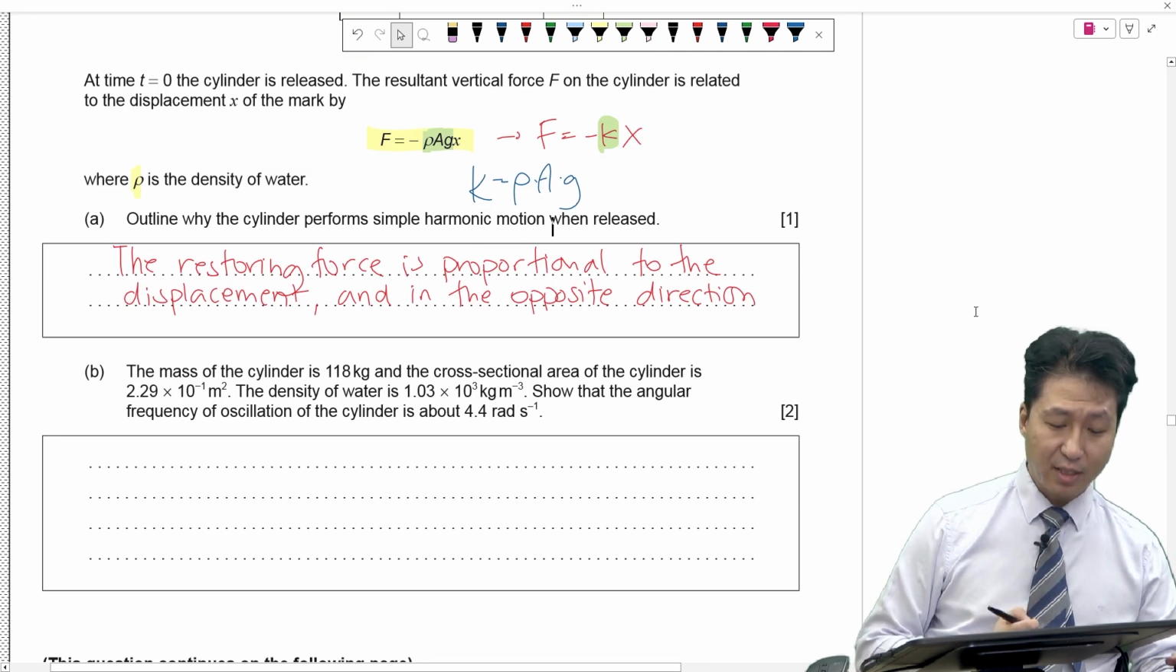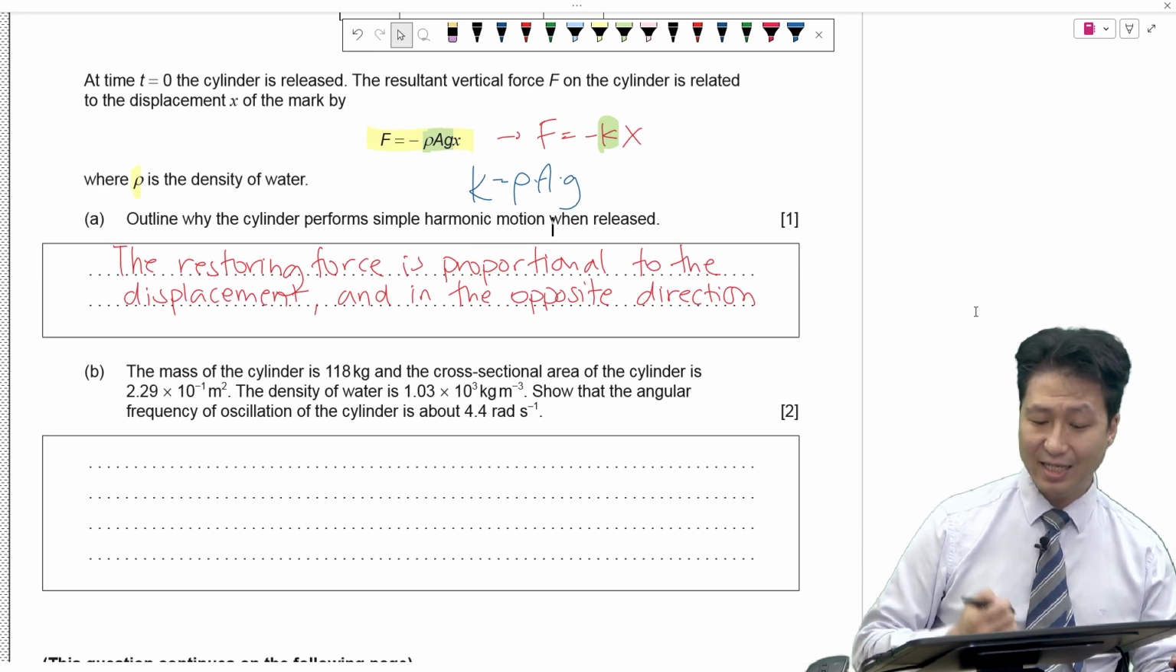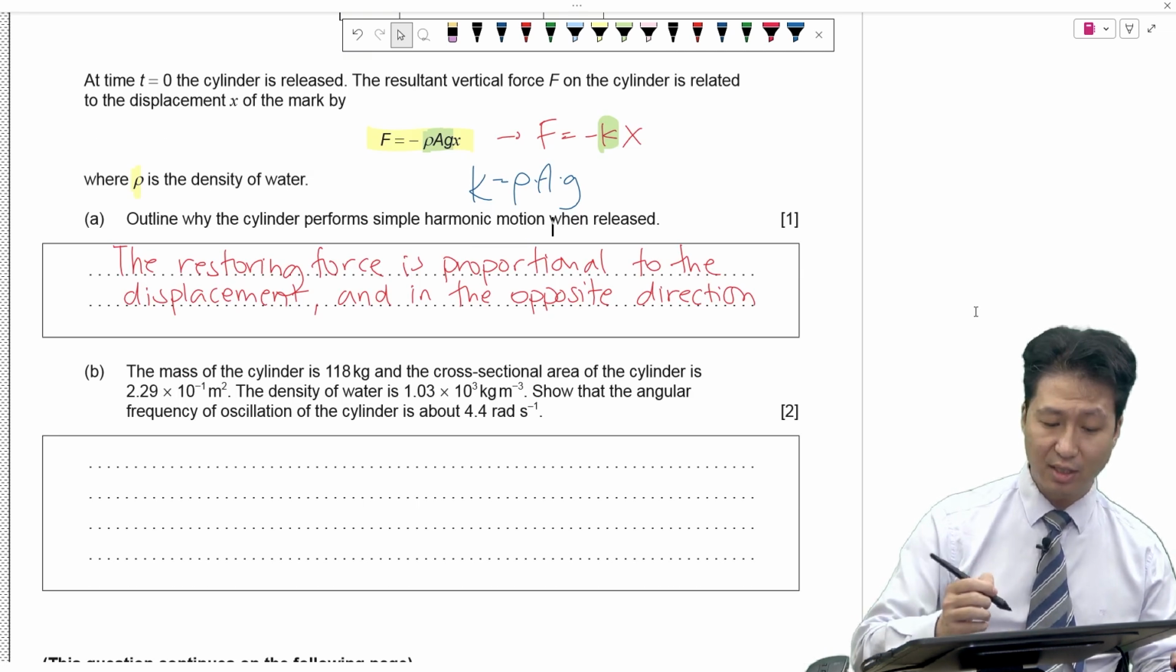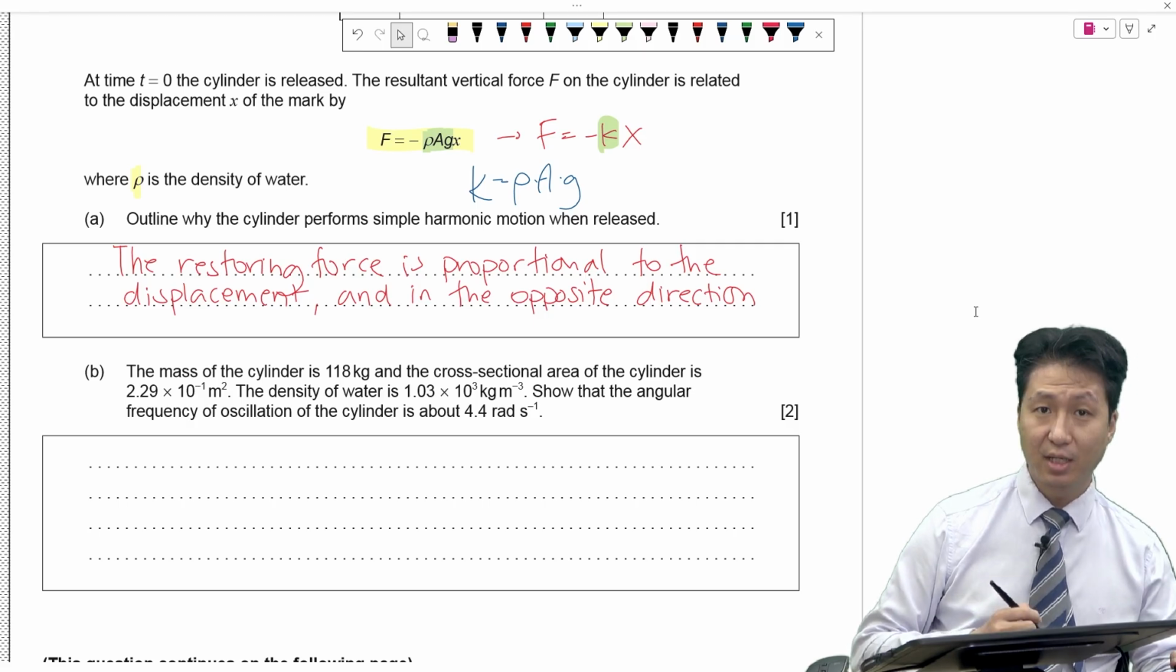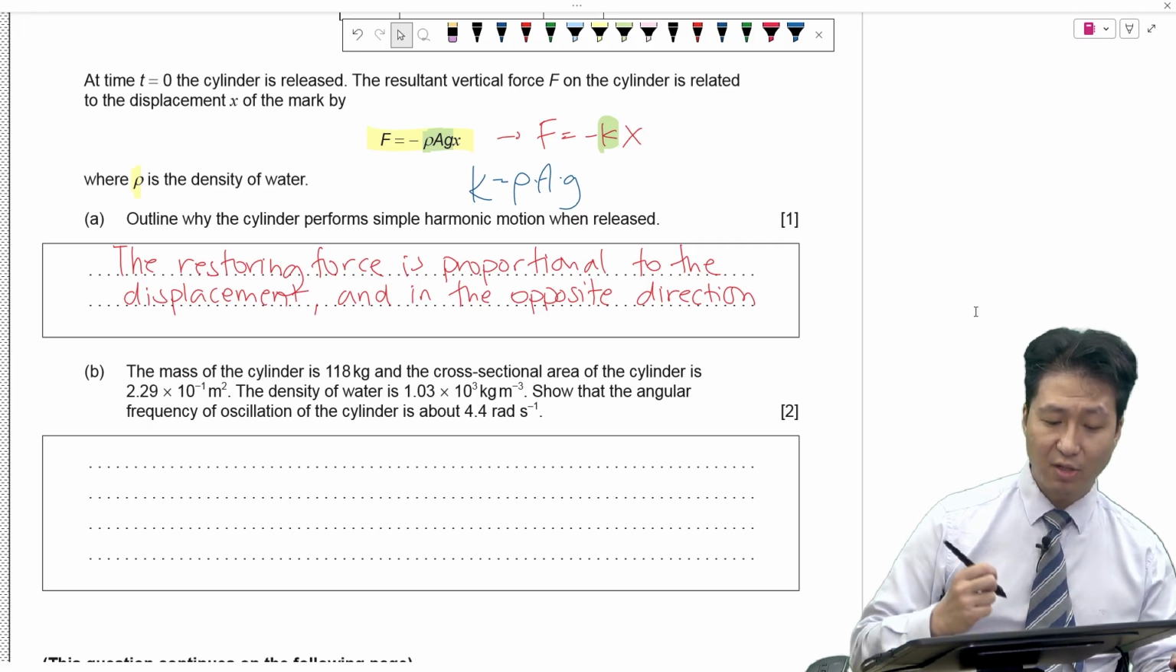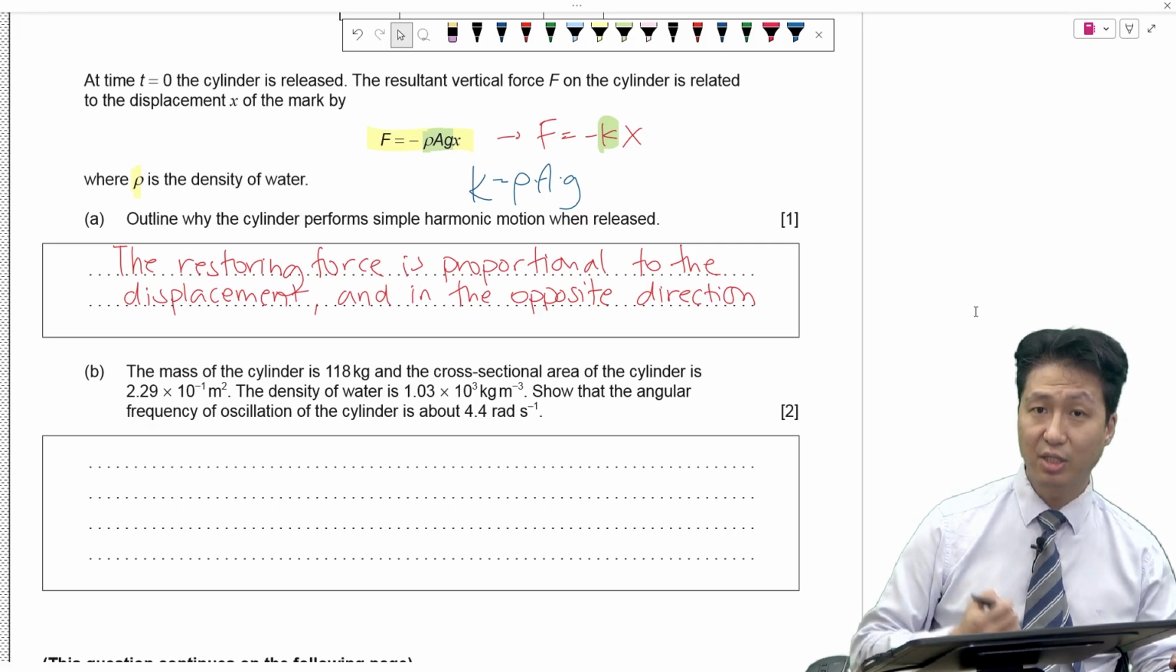Part B. The mass of the cylinder is 118 kilograms. The cross-section area of the cylinder is 2.29 times 10 to the negative 1 square meters. The density of water is 1.03 times 10 to the third kilograms per meter cubed. Show that the angular frequency of the oscillation of the cylinder is about 4.4 radians per second.